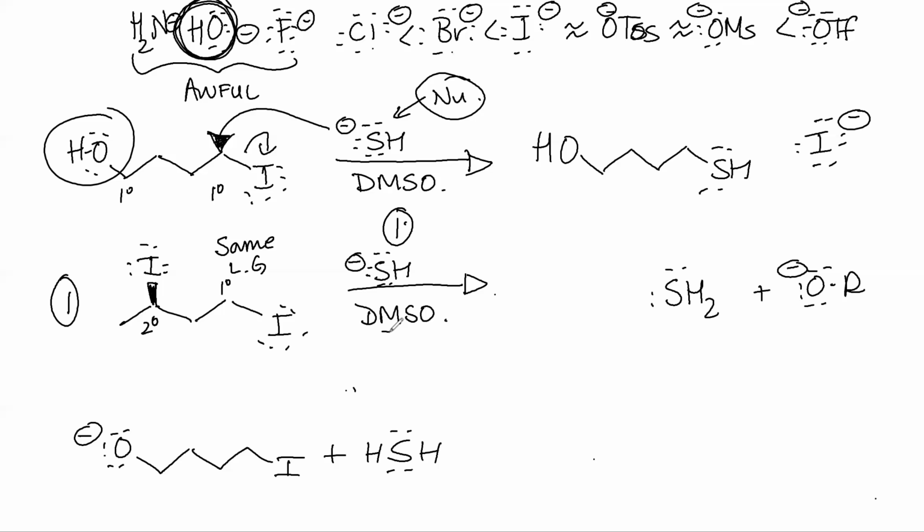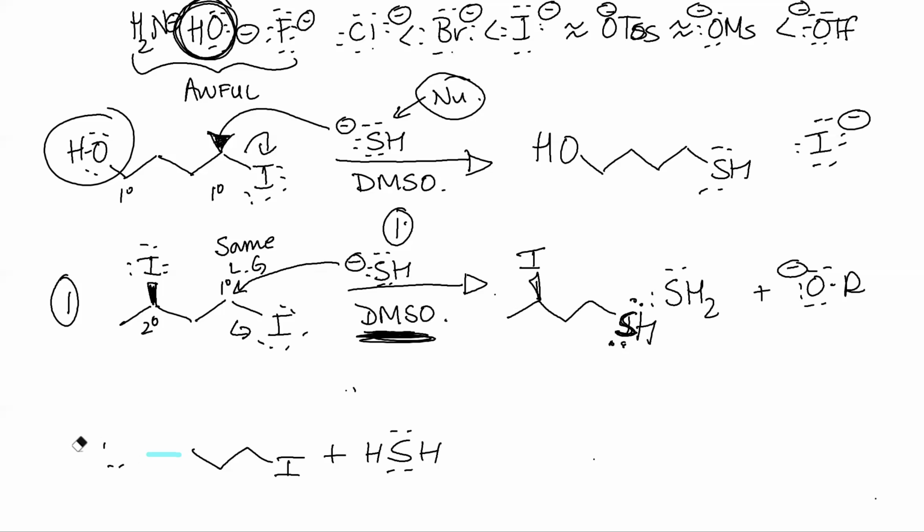So we've set this up so it should be an SN2 type reaction. So this would come and attack here, and that would leave. So we would form this SH. Now I suppose I could get tricky and do this.